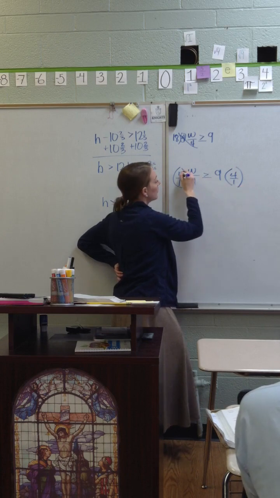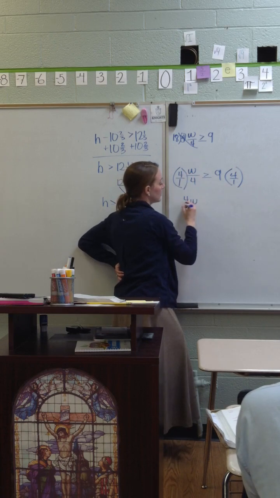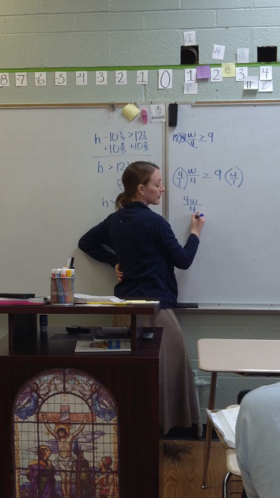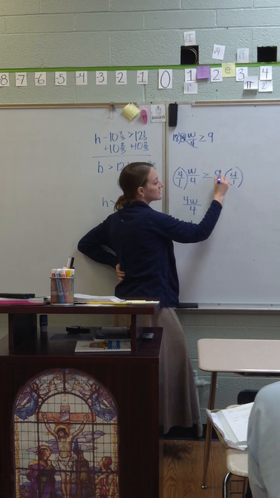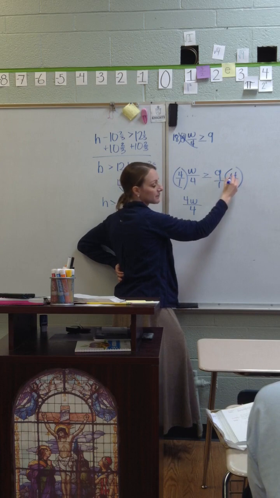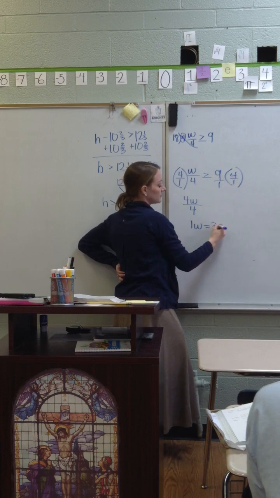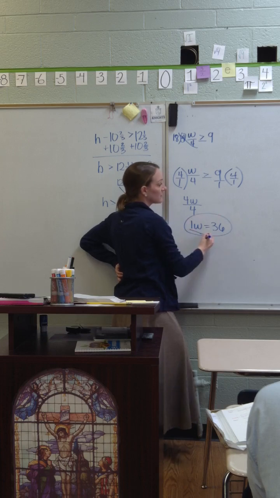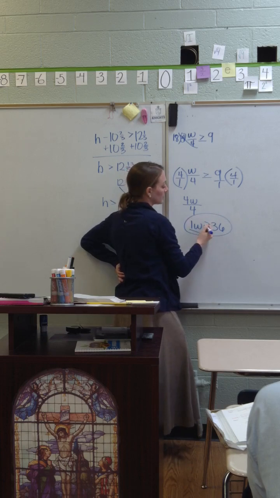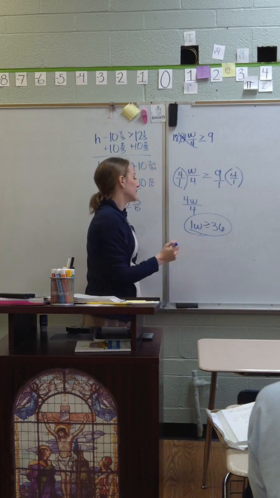Okay? So I have 4W over 4 over here. 4 over 4 equals what? 1. So I have 1W. Okay? This is multiplication, I just multiply right across. So 9 times 4 is what? Over 1. I don't need to write the 1. So this is your answer. Sorry, it's greater than. So wouldn't it just be W? No.